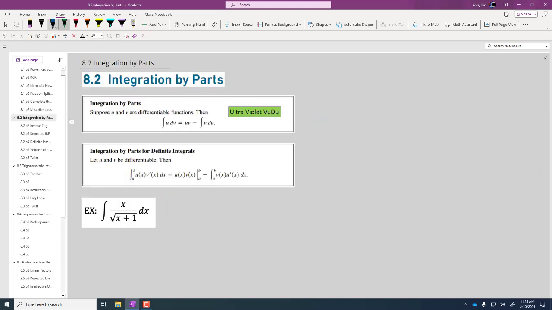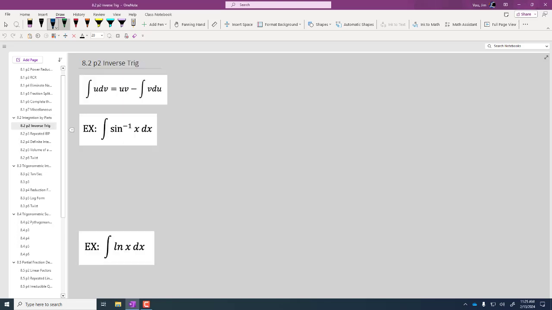Okay, so our next technique, one of the most important integration techniques there is, integration by parts. First off, it's so important because we are going to be able to integrate inverse trig functions. We're going to be able to integrate the log function.